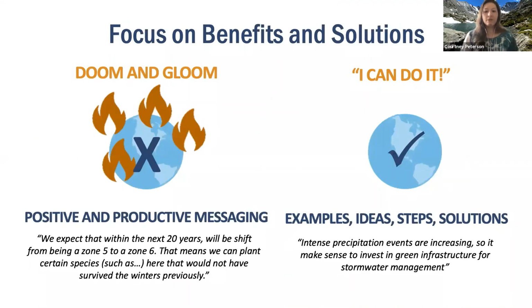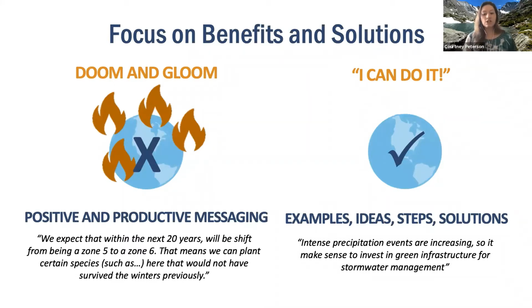And then finally, we want to make sure that we're empowering our audience by focusing on solutions and benefits. So we don't want to focus on the doom and gloom of climate change. Instead, we want positive and productive messages. If we emphasize the terrible fatalistic aspects of climate change, it's going to make people feel really helpless and disengaged. Instead, we want to make people feel like they can do something about climate change, such as maybe planting future adapted species, and reforestation efforts is something you can go out and volunteer to do today.